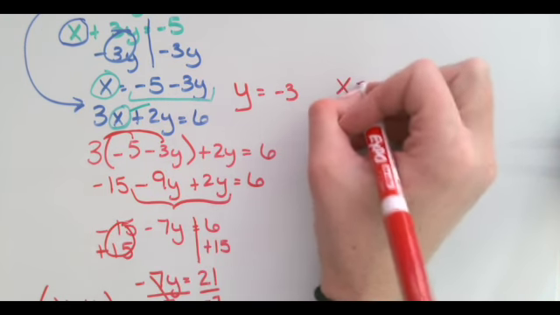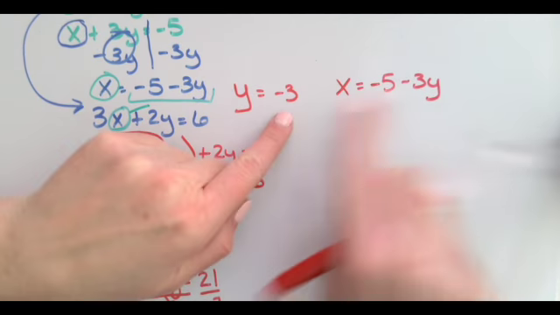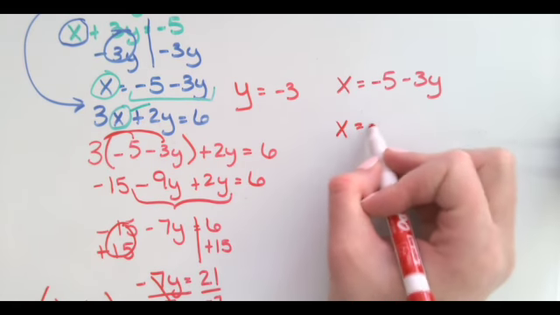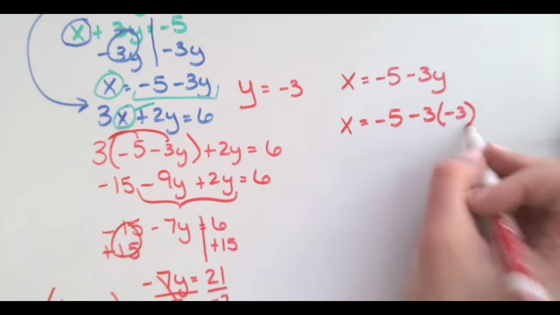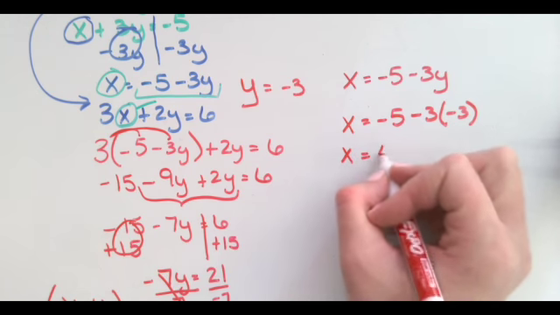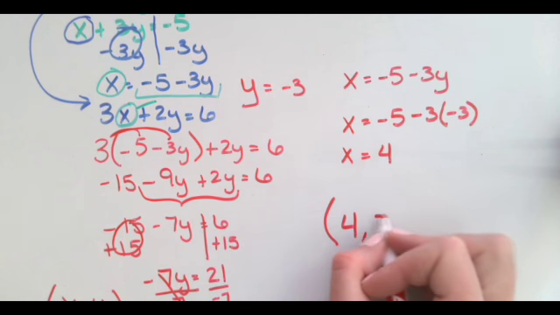So I have the equation x is equal to negative 5 minus 3y, but I know y is equal to negative 3, so I'm going to replace it. x is equal to negative 5 minus 3 times negative 3. When I type that into my calculator, I end up with x is equal to 4. So I end up with the final answer of 4, negative 3.